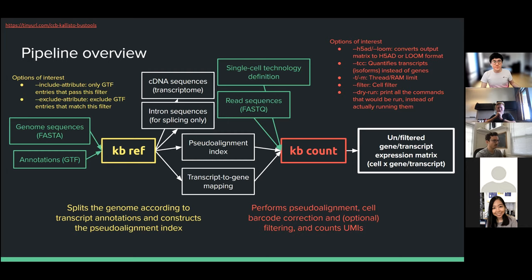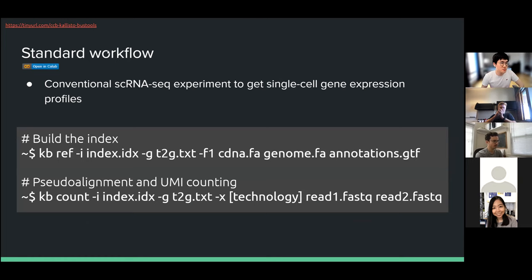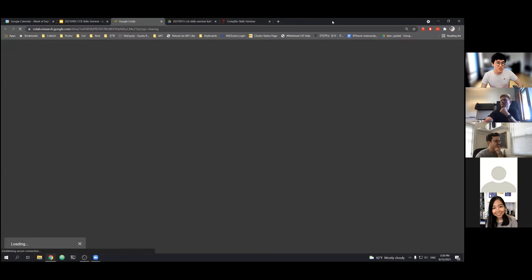Okay, so now let me go through a few tutorials, or a few walkthroughs actually. First we're going to go through a standard workflow. This is your run-of-the-mill conventional single-cell RNA-seq experiment, where the focus is to get single-cell gene expression profiles. And as mentioned previously, this will be divided into two separate steps. The first step you won't have to run if you already have a built index, but for the sake of completeness, let me go through the entire pipeline.